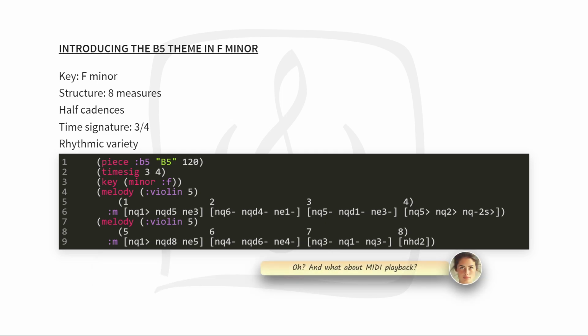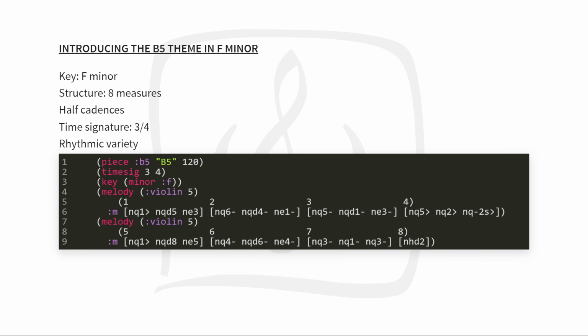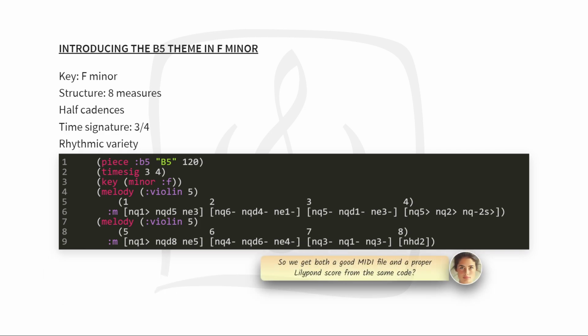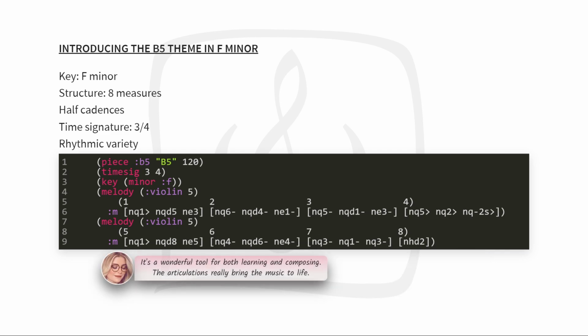And what about MIDI playback? MusicBox is quite smart about that. It dispatches MIDI events to multiple tracks, each corresponding to a different articulation. So we get both a good MIDI file and a proper Lilypond score from the same code. Exactly. This approach ensures consistency between what we hear and what we see in the score. It's a wonderful tool for both learning and composing. The articulations really bring the music to life.